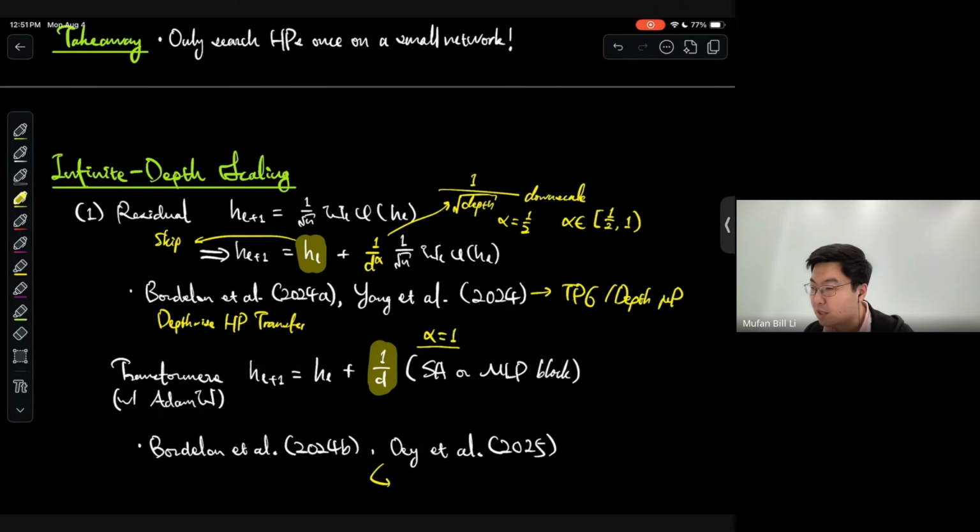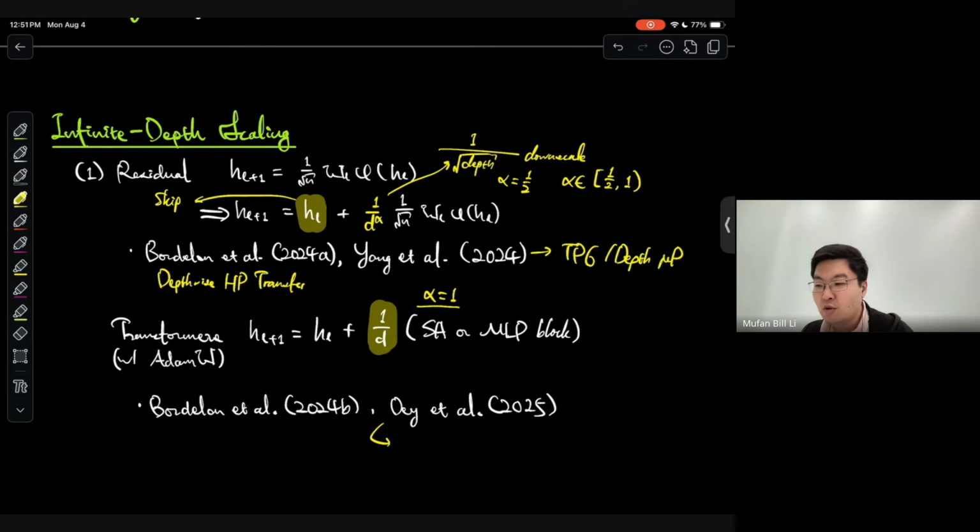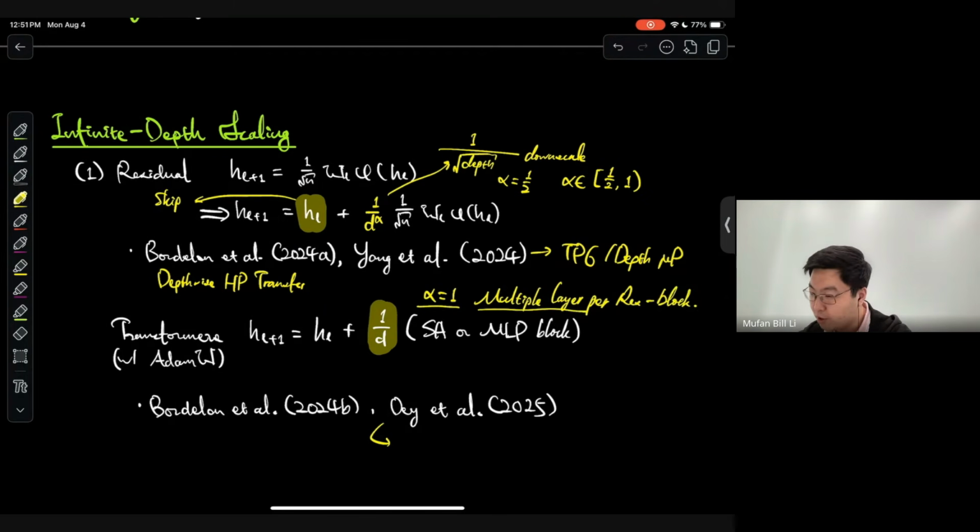The reason is that, as we found out, if you want a notion of feature learning or maximal update, and appropriately lead to hyperparameter transfer, this is the only scaling that allows for this when you have multiple layers per residual block, what we call a res block. The multiple layers part is important. In the first case, this is only one layer. But in transformers, self-attention or MLP blocks have at least 2 layers in each block. And it turns out that this is the scaling that gives us the best hyperparameter transfer.